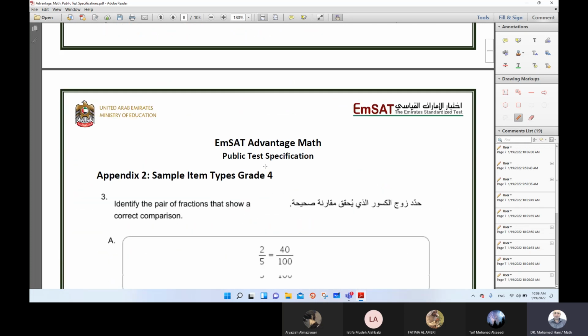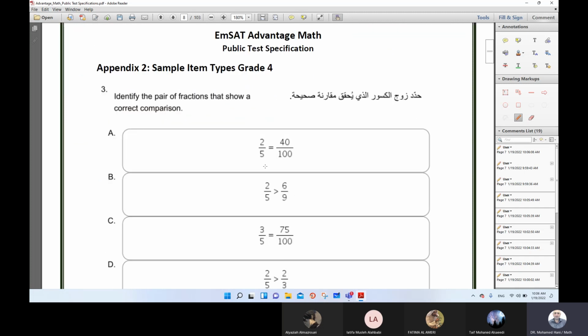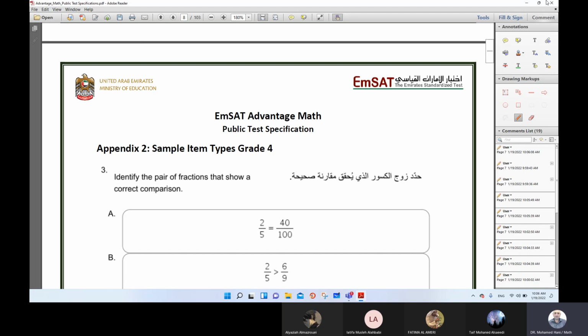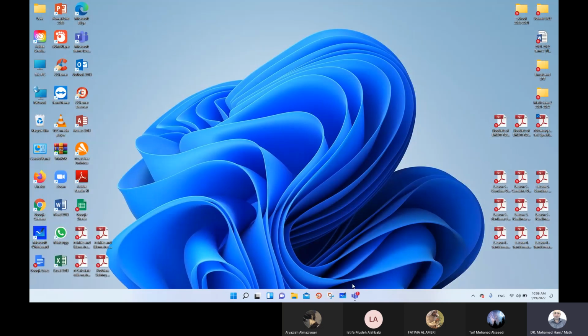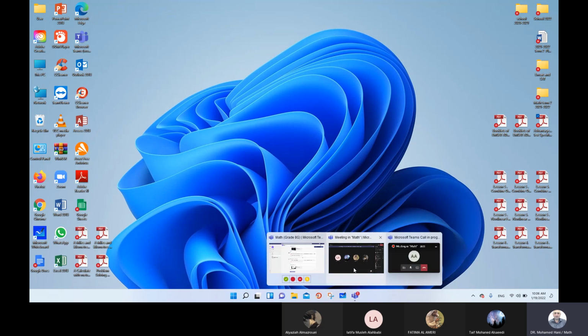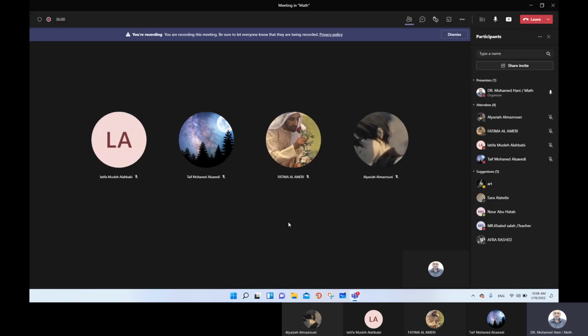Tomorrow inshallah we will discuss together this example. Does anyone have any question about this lesson? No questions?